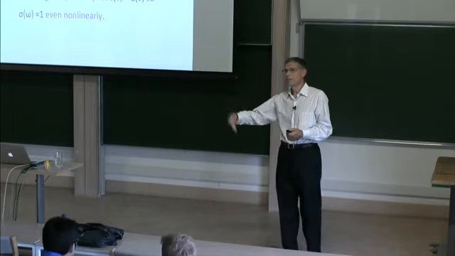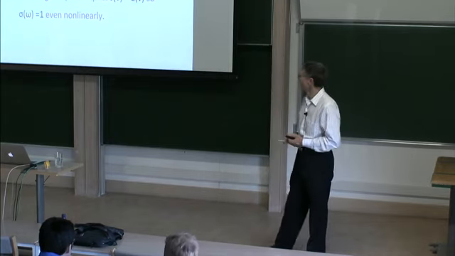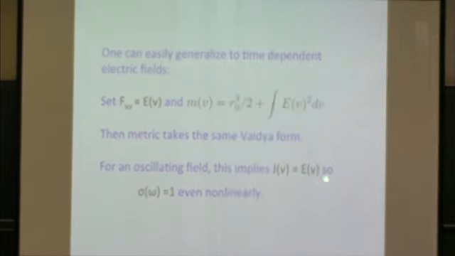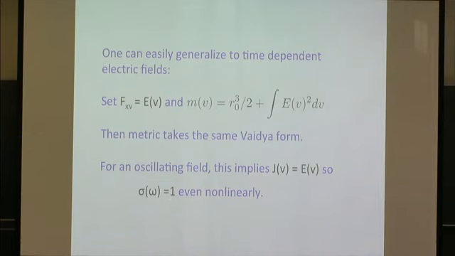Or you can have the electric field oscillate at any frequency you want, and you have an exact solution for that. And for an oscillating electric field, you find from this solution right here that J, as a function now of time, must be equal to E. And so the sigma, the conductivity, stays 1 as a function of frequency, even nonlinearly. It's really that simple.